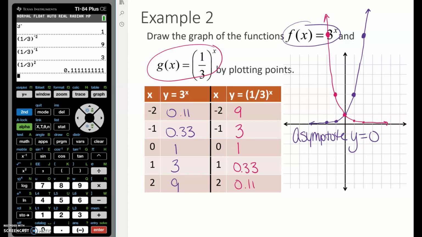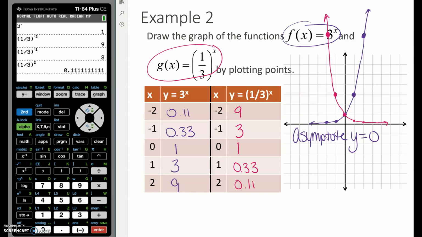In the purple one, we are multiplying the value by 3 every time. So the next one, 9 times 3, would be 27, then 27 times 3, 81. It would keep getting bigger and bigger and bigger because you're multiplying. In 1/3 to the x, you are dividing by 3 each step of the way.